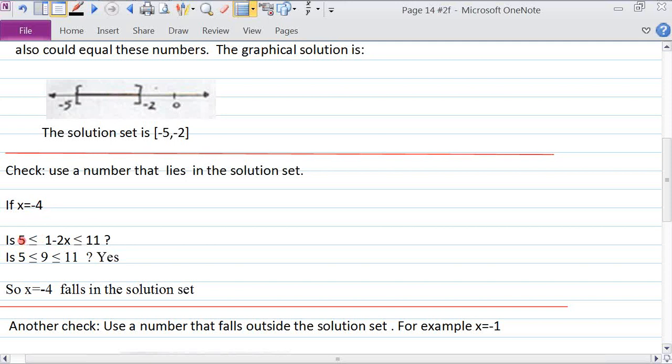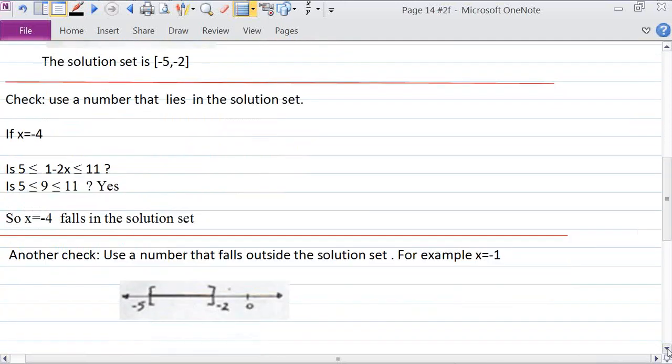We'll substitute. We'll take 5 less than or equal to 1 minus 2x less than or equal to 11, and we'll substitute minus 4. Well, 1 minus 2 times minus 4 would be 1 plus 8, which would give us 9. So is 5 less than or equal to 9, less than or equal to 11? And the answer is yes. 5 is less than 9, and 9 is less than 11. So that inequality holds true. So choosing the test number x equals minus 4 works, and that's what we would expect.